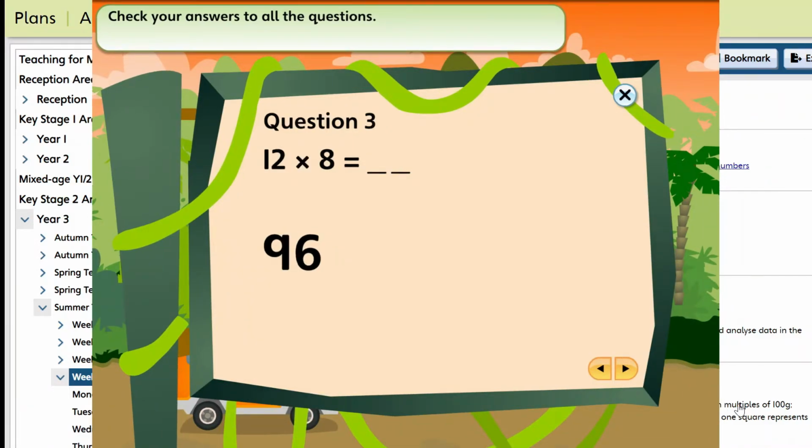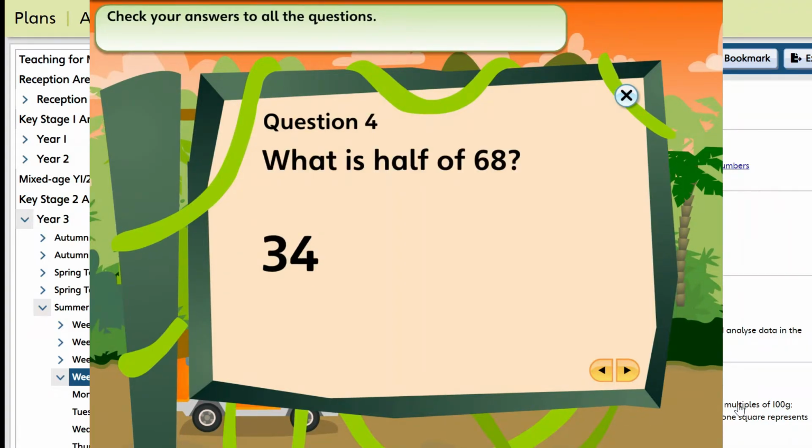Question 3. 12 times 8 is 96. 10 8s are 80. 2 8s are 16. 80 plus 16, 96. Half of 68 is 34. Half of 60 is 30. Half of 8 is 4.